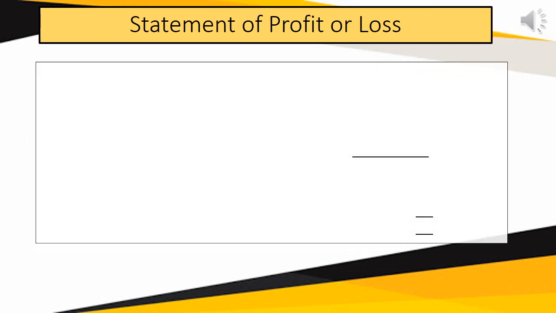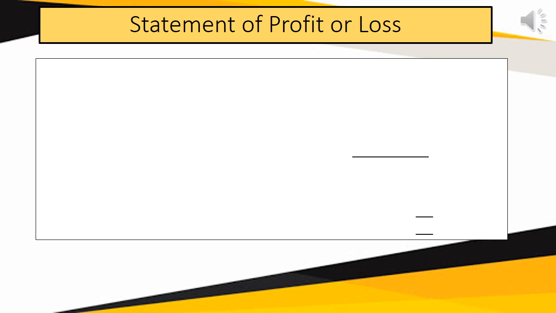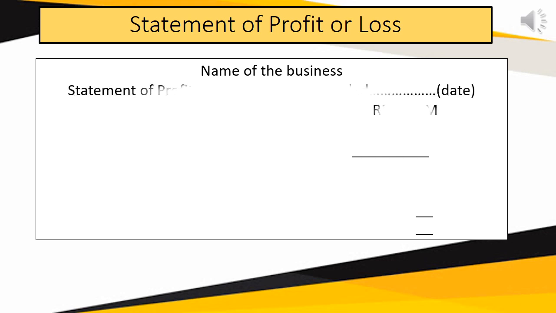Next, we will look at the format of statement of profit or loss. This is the format of this statement. Same as the first statement, the name of the business must be stated on top of the statement, including the title of the statement. Statement of profit or loss for the year ended December 31, 2019, for example. As mentioned earlier, this statement only consists of revenues and expenses.